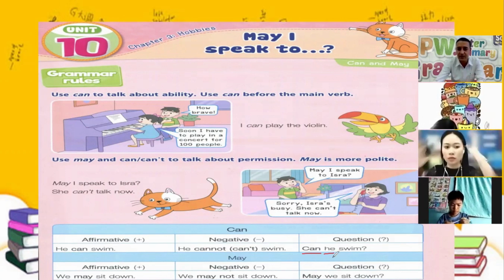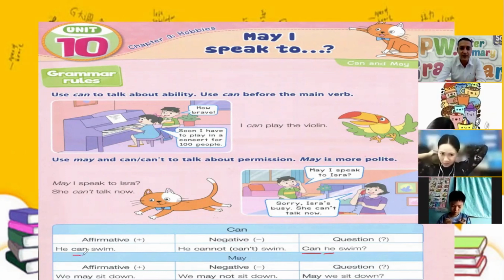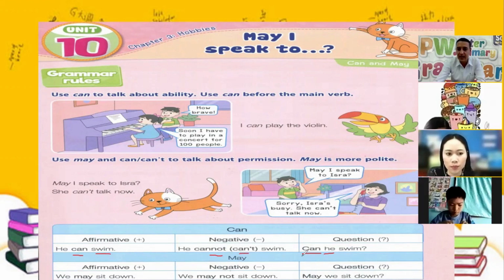So you have to remember that in an affirmative, positive sentence, we use can before the main verb. Then if you would like to make it a negative sentence, we just add not, so cannot or can't. And then if you are going to make a question sentence, can will come at the start of the sentence. Can he swim? Can he drive? Can he read? Can he play the violin?